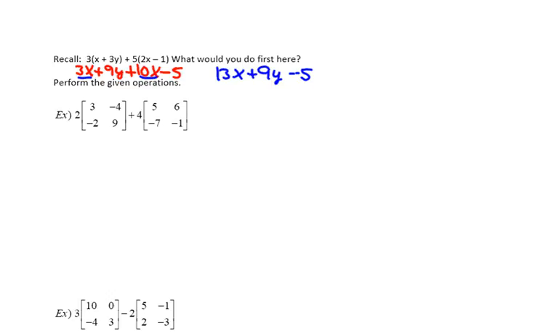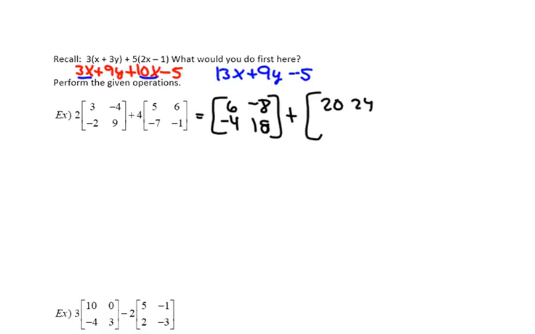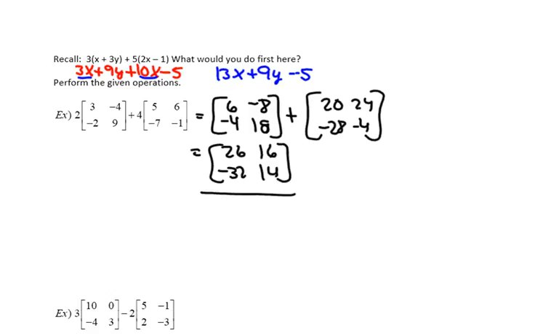Well, matrices are going to be very simple. We'll multiply by the scalar first, and then add or subtract matrices. So let's multiply by the scalars first. Add the corresponding elements. And we're done here.